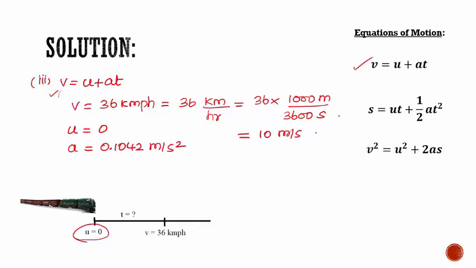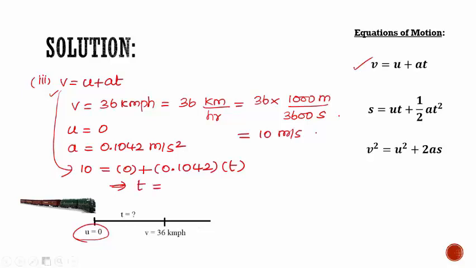Now we can use this equation. 10 meter per second is equal to 0 plus acceleration 0.1042 into t. So the time taken by the train to reach 36 km per hour is 95.9693 seconds.